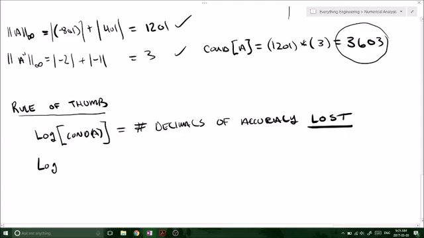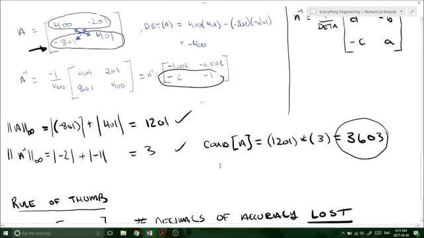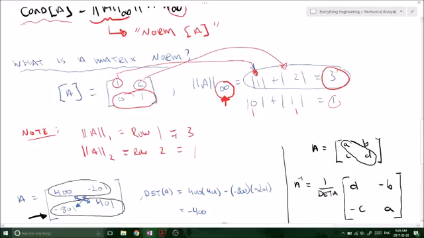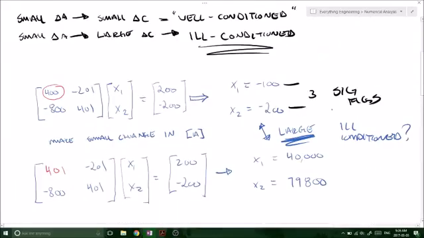So let's see what the log of 3,603 is. That gives us 3.6. So we lose 3.6 decimal places of accuracy. And looking back at our original matrix, if we lose 3.6 decimals of accuracy, that's pretty big, because we only got 3 sig figs in our original matrix A, and then in our solution we've also got 3 sig figs.